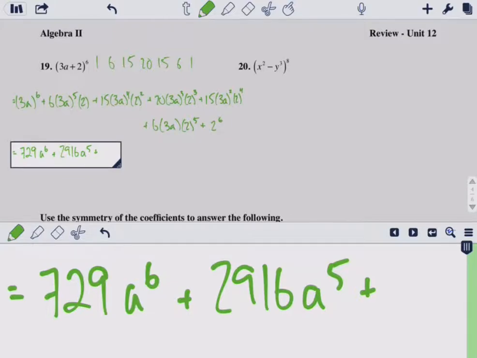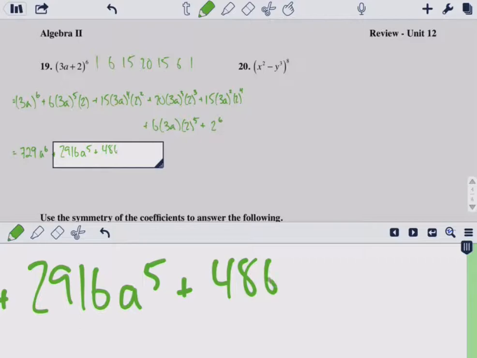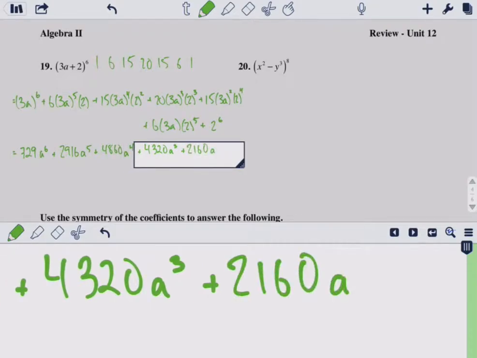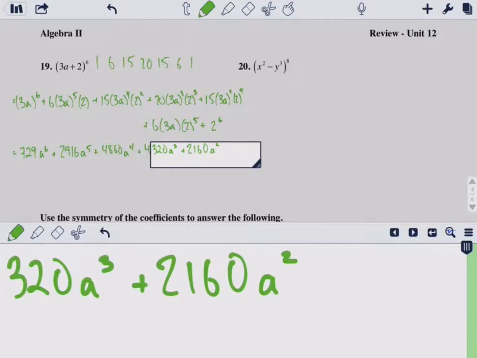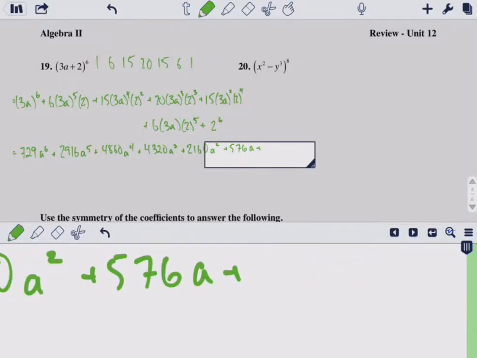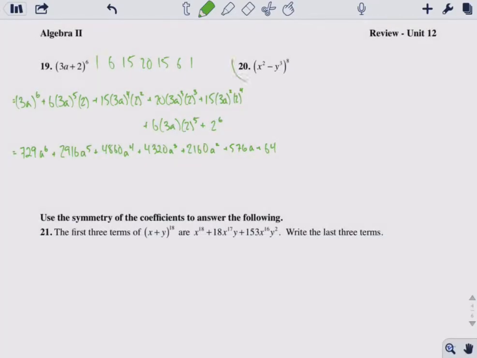Plus 15 times 81 times 4, 4,860a to the fourth, plus 20 times 27 times 8, so that's 4,320a cubed, plus 15 times 9 times 16, 2,160a squared, plus 6 times 3 times 32, 576a, plus 64.